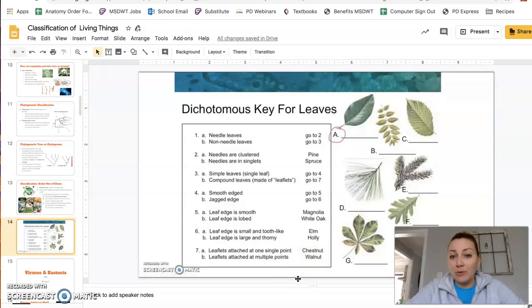We're going to be practicing a little bit more with dichotomous keys the rest of this week, and just kind of be prepared for doing that, being able to solve a dichotomous key as well as make a dichotomous key.